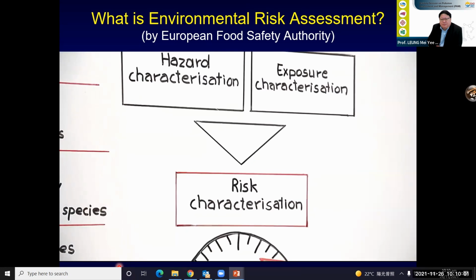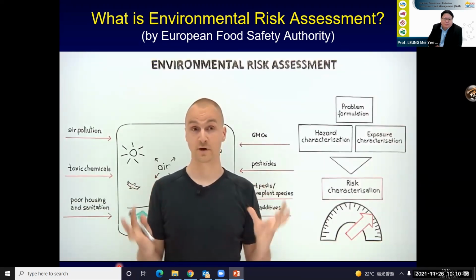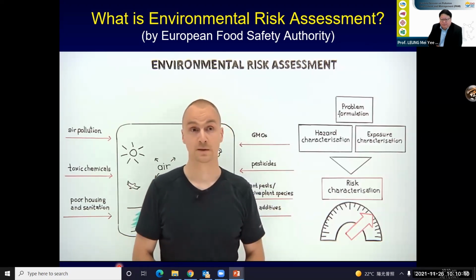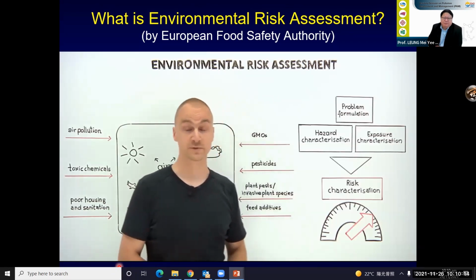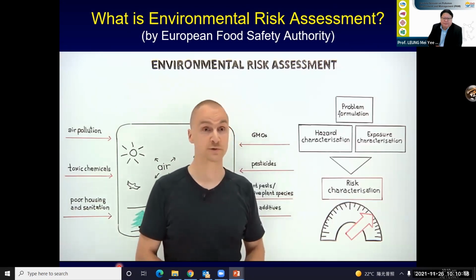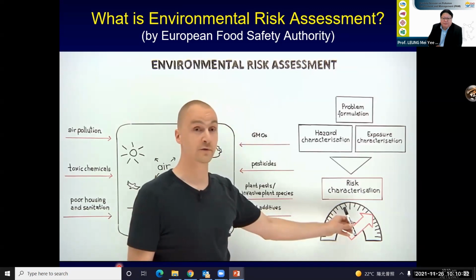involves the characterization of risk. Here, the seriousness and the likelihood of harm are combined to estimate the level of risk. In some cases, the environmental risk assessment also includes risk mitigation measures. Such measures aim to reduce an identified risk to an acceptable level or a level of no concern.